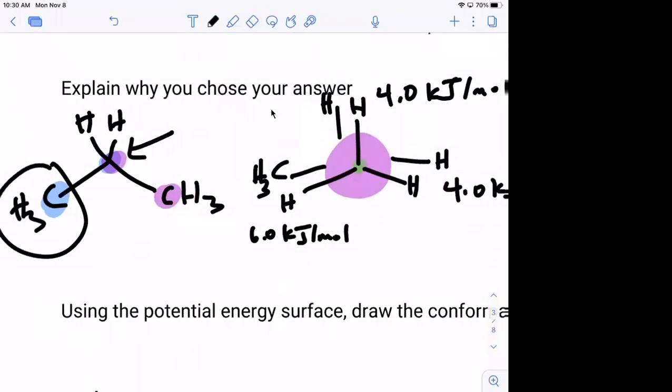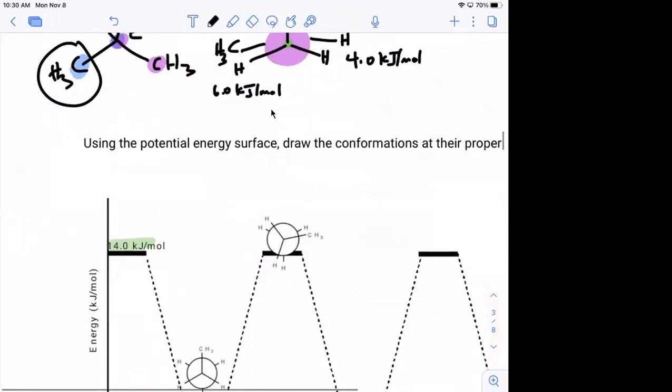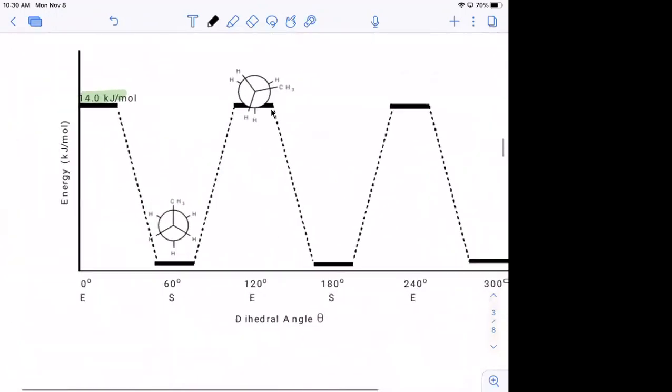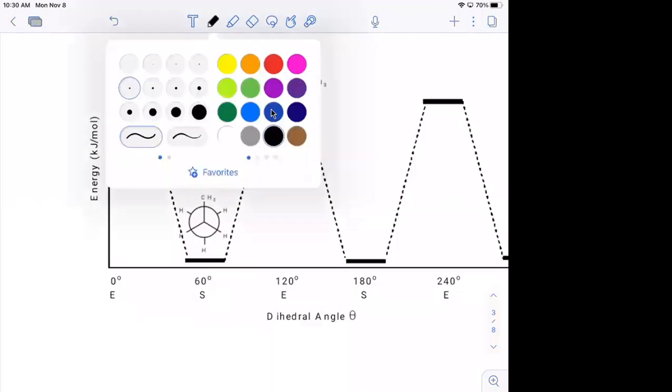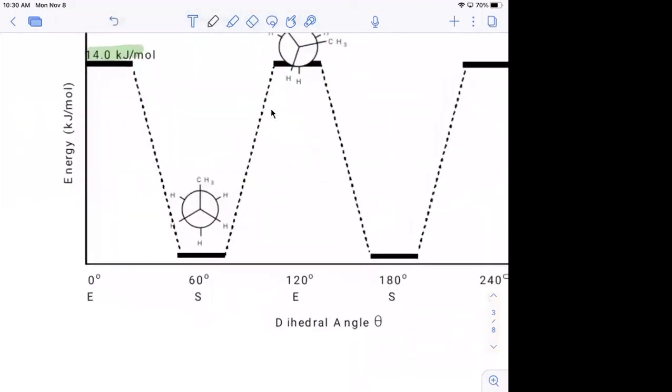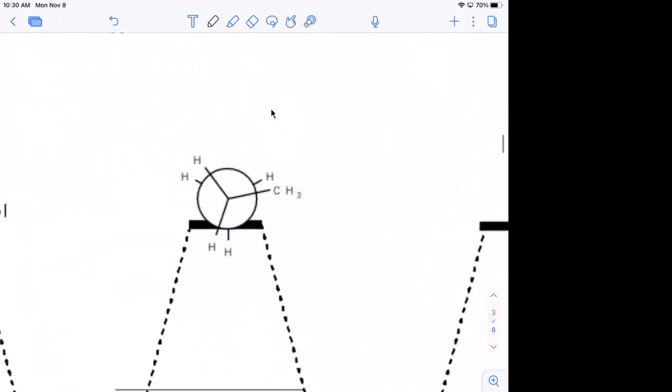So 6 kilojoules per mole. All right, so that's a total of 14. So that is going to represent, actually, you know what? We're going to wipe these out. Instead of being confusing about what's where, we're going to just white them out and put in what we have. Is that all right? Everybody okay with that?